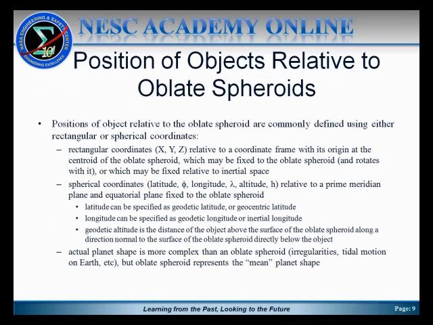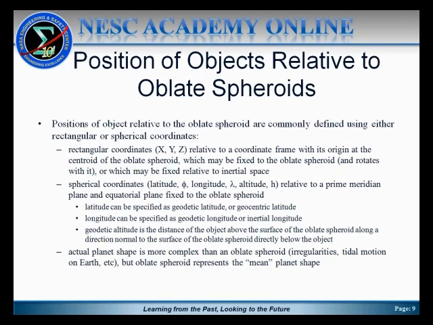The positions of some object relative to the oblate spheroid are commonly defined using either so-called rectangular or spherical coordinates. Rectangular coordinates you depict by x, y, and z, which is the notation used throughout this presentation. They're just the coordinates relative to a coordinate frame with its origin at the centroid of the oblate spheroid, and those can either be fixed relative to the oblate spheroid and rotate with it as it rotates, or those axes may be fixed relative to inertial space.